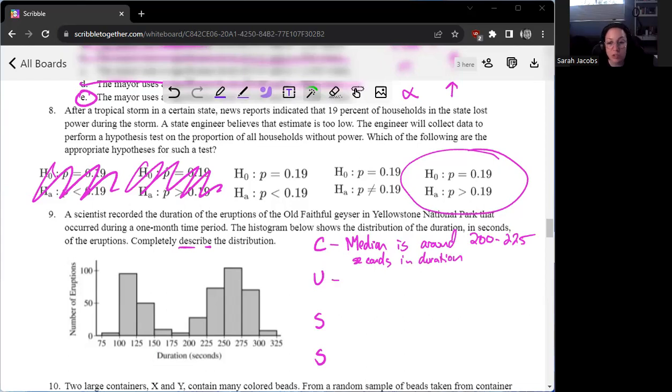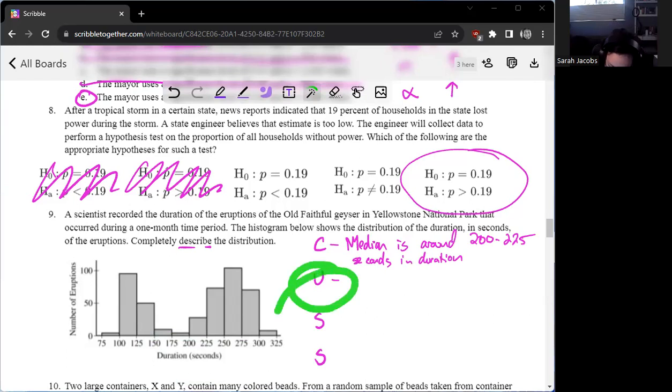And notice, I'm not just saying it's around 200 to 225. I'm adding the seconds because there's our context. When you're describing, if you don't include the context, what you're saying doesn't mean much and you'll lose points. For the short term, losing points is important. Long term, not having meaning to what you're doing is important.